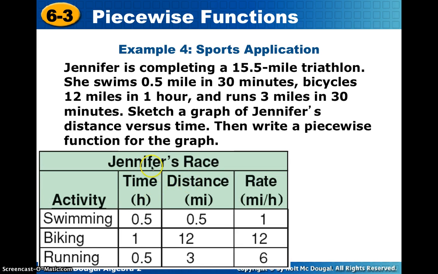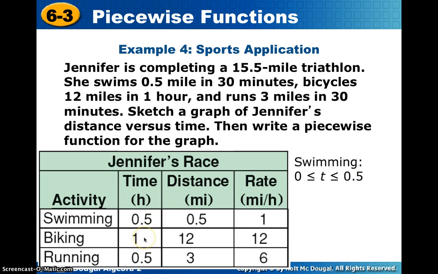So here we can see that she swims for the first half of an hour, and that she goes a half of a mile. So if we divide those two, her rate is 1. So that's what she swam. She swam from 0 to 0.5.